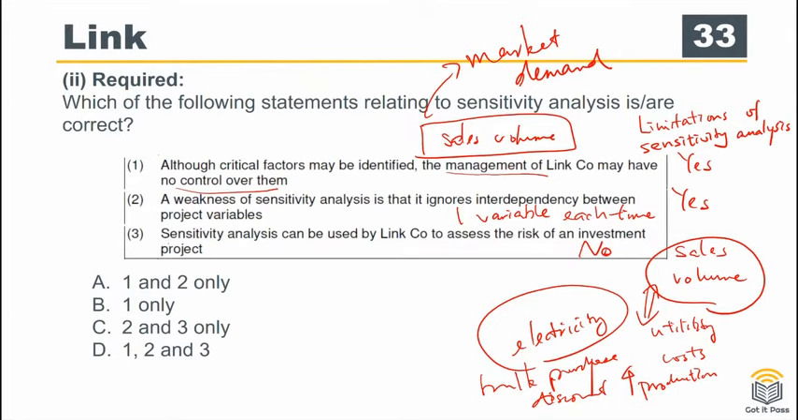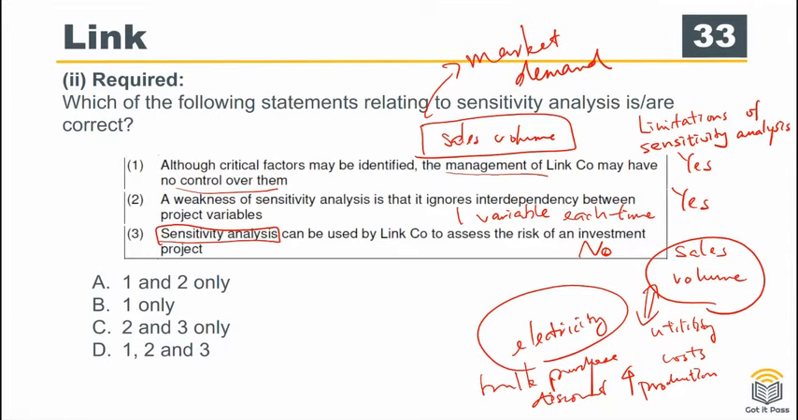Because sensitivity analysis is only showing you what will happen to NPV, or what will happen if NPV is zero. For example, when your sales volume changes by 13%, then your NPV will become zero. So it's only telling you the facts. It's not telling you about the risk. You cannot identify what's the chance for a 13% drop in sales volume.